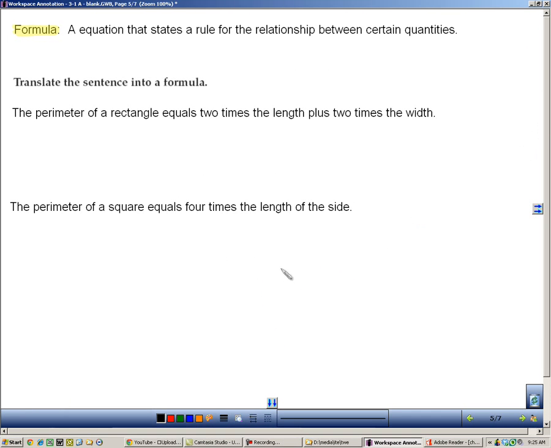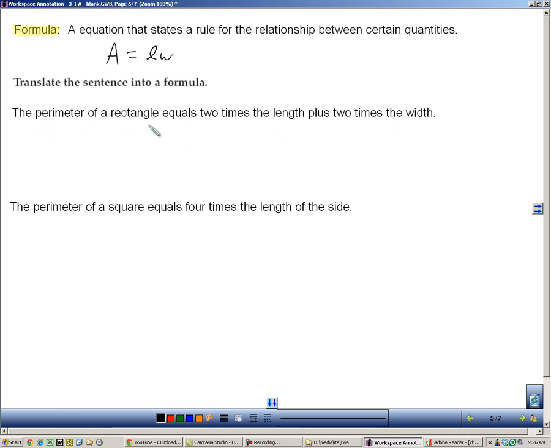Here we're going to talk about formulas. A formula is an equation that states a rule for a relationship between certain quantities. A pretty famous formula that you may have heard of is the formula for area. Area equals length times width. And that's a formula. It states the relationship between the area of a rectangle and the length and the width of the rectangle or the square. We're going to take an example here of a formula, and we're going to translate it into an algebraic expression when we see it in words.